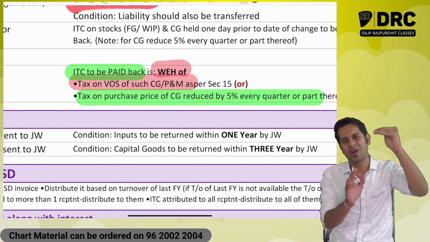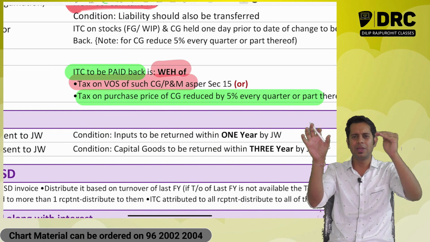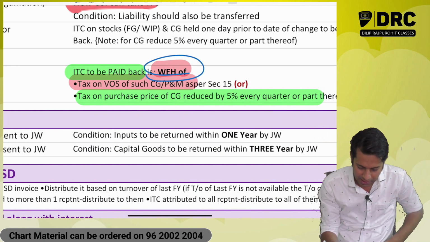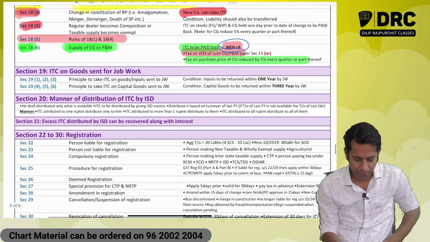Compare that tax on your sales with this input tax rate which is available. Compare both of them. Whichever is higher is required to be reversed by you.